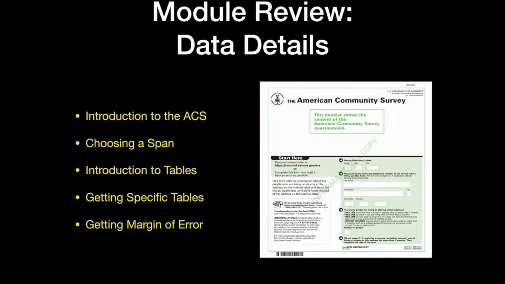Next, you learned about spans. Each year, the ACS publishes a 1-year estimate for each state. This estimate is based on the last 12 months of survey results. Each year, the Census Bureau also publishes a 5-year estimate for each state. This estimate is based on the last 5 years of survey results. We discussed the difference between the 1- and 5-year estimates and when it's better to use one over the other.